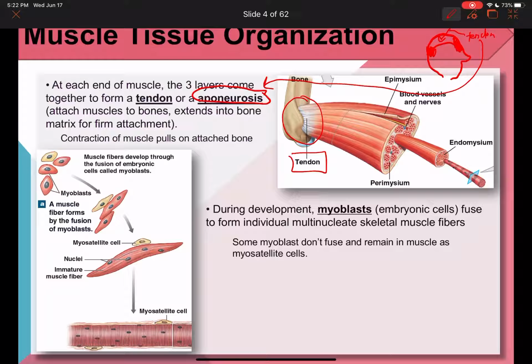So that's all part of the tissue regeneration category. That is why they talk about myosatellite cells and why it is interesting to study them. So where do myosatellite cells come from?